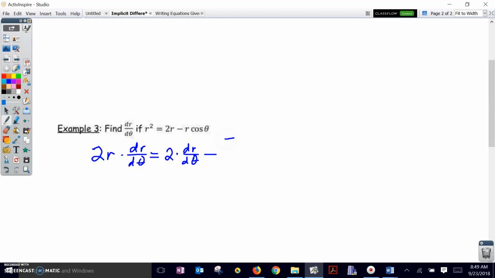And then minus, we need to apply the product rule to r cosine of theta. So we've got r times the derivative of cosine of theta, which is negative sine of theta, times the derivative of theta, which is d theta, with us 1, plus cosine of theta times the derivative of r, which is dr d theta.